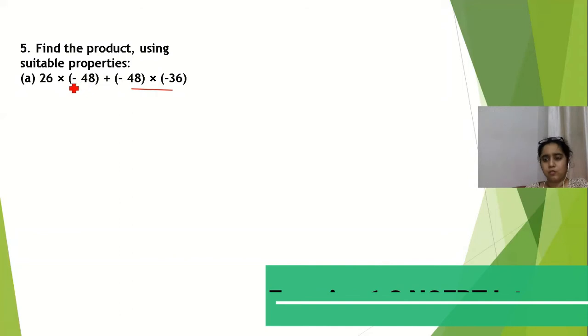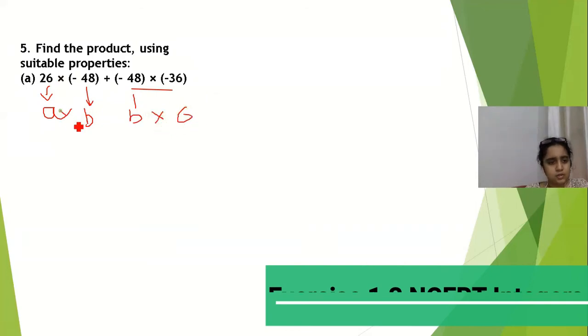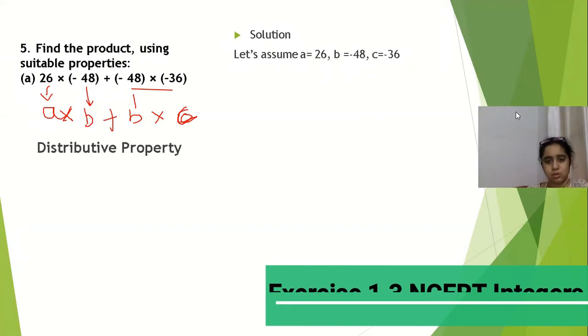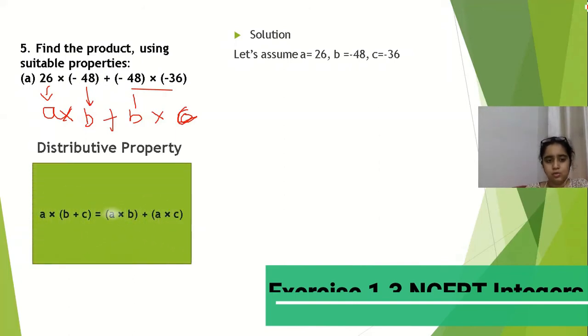So first of all we will assume these numbers as A, B and C. Suppose I assume 26 as A and minus 48 as B, and I will write B here, and I assume 36 as C. So you will see that this equation becomes A multiplied by B plus B multiplied by C. And here I have written that A is 26, B is minus 48 and C is minus 36, which I have just told you right now. So we will use the distributive property here.